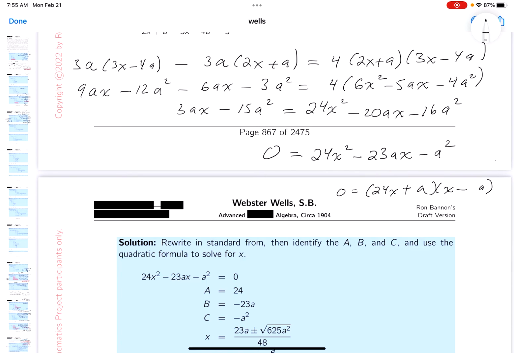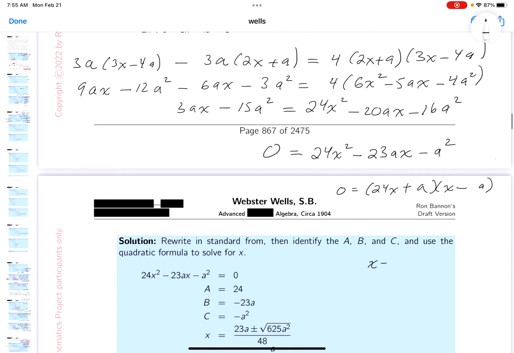Well, what do you get? You get 24x squared, certainly. And you get minus a squared in the end, certainly. To get the internal term, well, you get 24ax minus ax. I'm sorry, minus 24ax plus ax. Yes, it works beautifully. So I'm going to write this down now. X is equal to a, or x is equal to, let's see, minus a over 24.